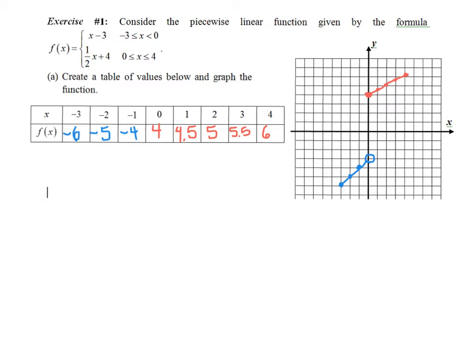Now the next part of the question says, state the range of the function using interval notation. So looking at the blue part first of all, the blue part had an output of -6, which was included in my y values. But remember that we put an open circle at -3, so we're going to go all the way to -3, but -3 is not included, so I put a parentheses. For the red part of the graph, I'm going to start with my range at 4, and again that's the output value. And I'm going to go all the way up to 6. Both of those endpoints are included, so that's why we have a square bracket.